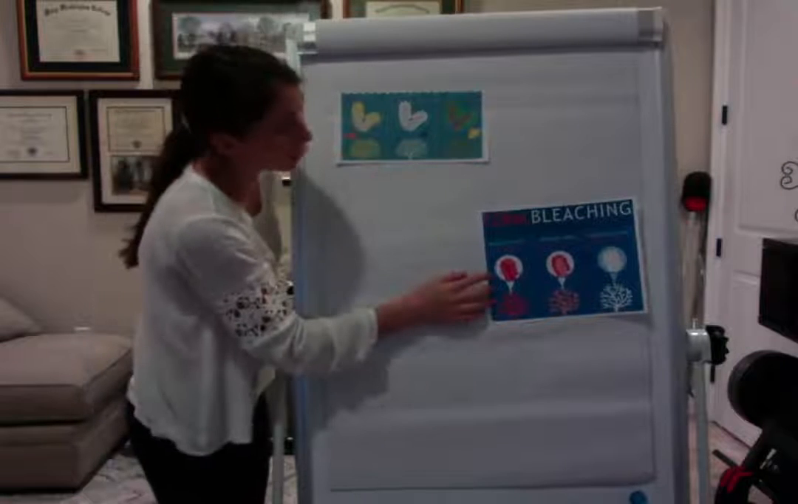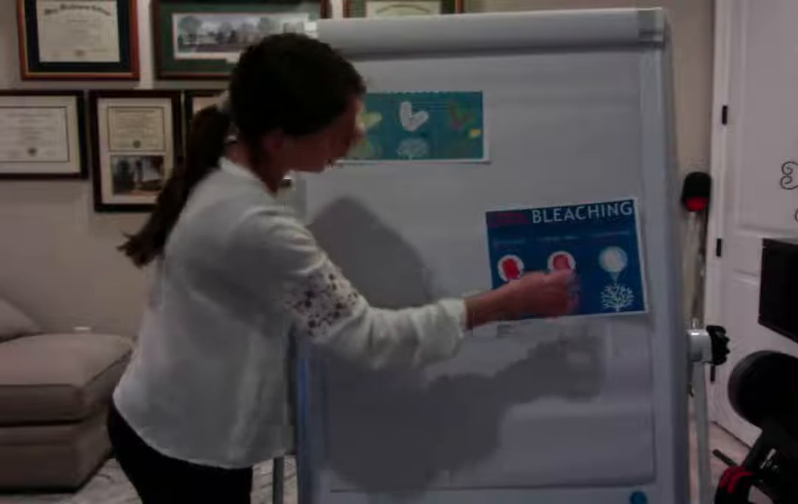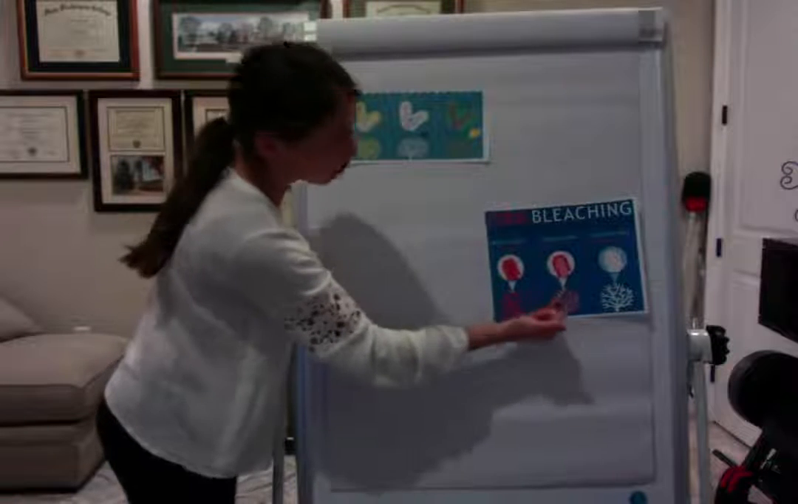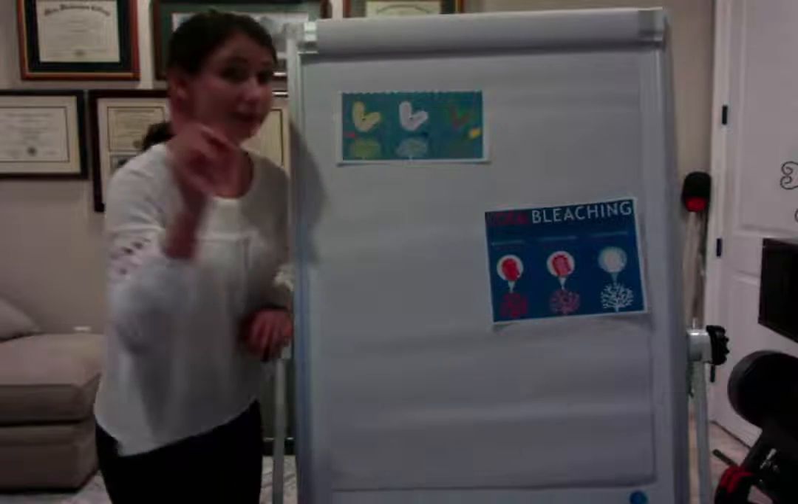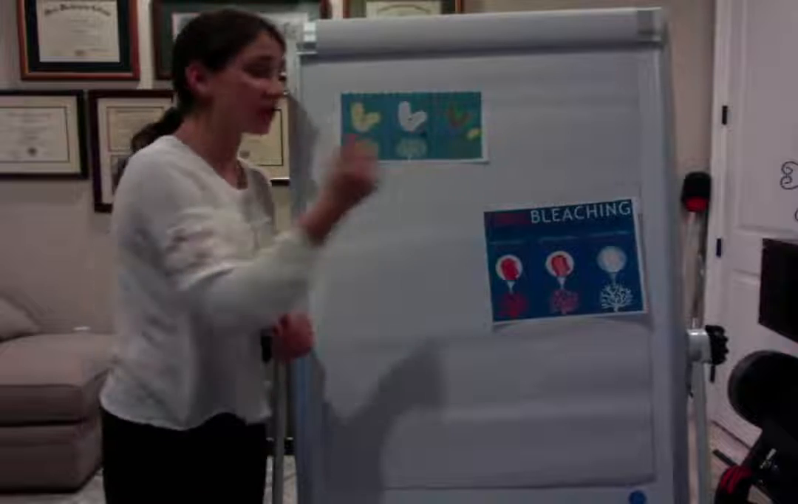Again, in this diagram, healthy coral, zooxanthellae inside, bleached, the zooxanthellae are leaving, color fading, bleached coral. Again, bleached coral is not dead, but it is very weak. Algae caused the coral to die.